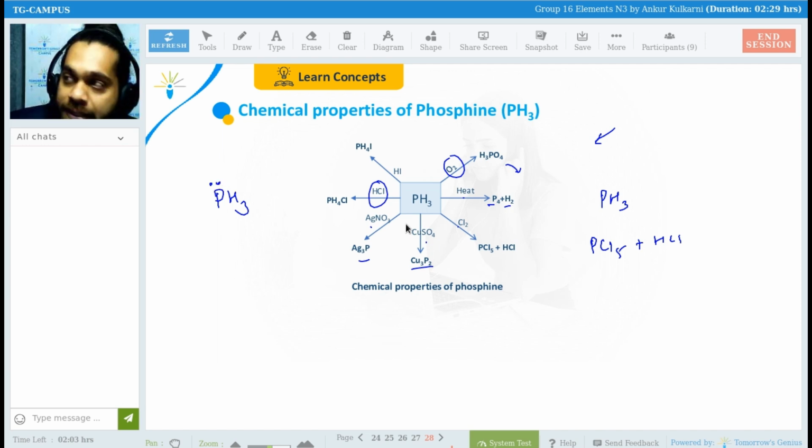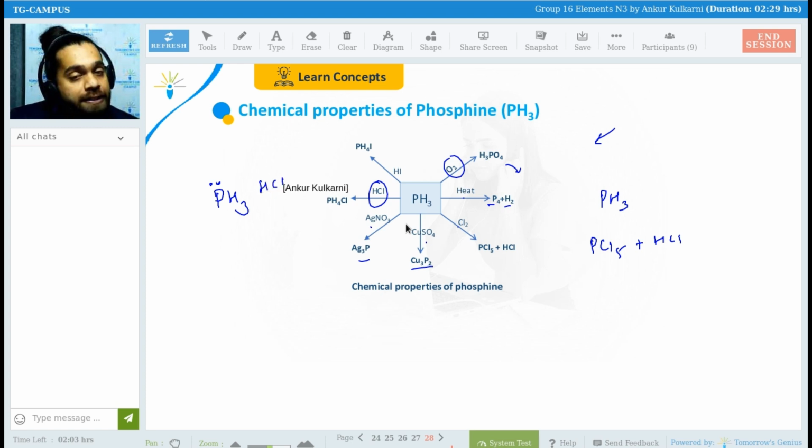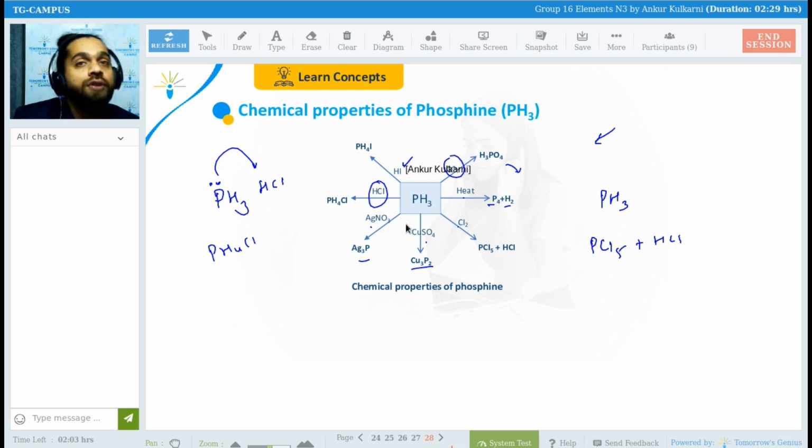And according to Lewis, what is a Lewis base? Sarjana, Sasidaran, Gopinath, what is the Lewis base? Yes, correct. Which donates the electron. And that's why it is reacting with acid. It donates the electron and gets added: PH4+ Cl-. Same is with HI: PH4+ I-.